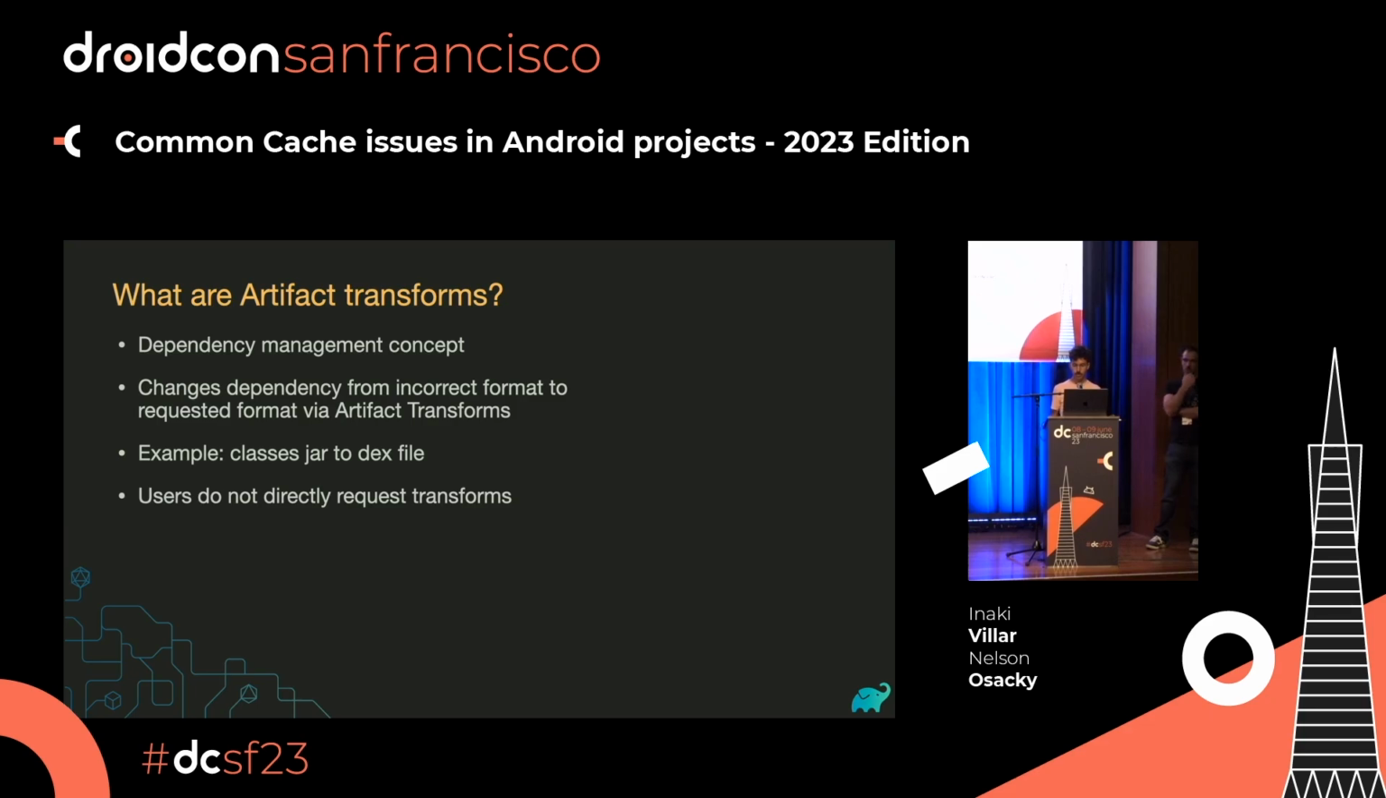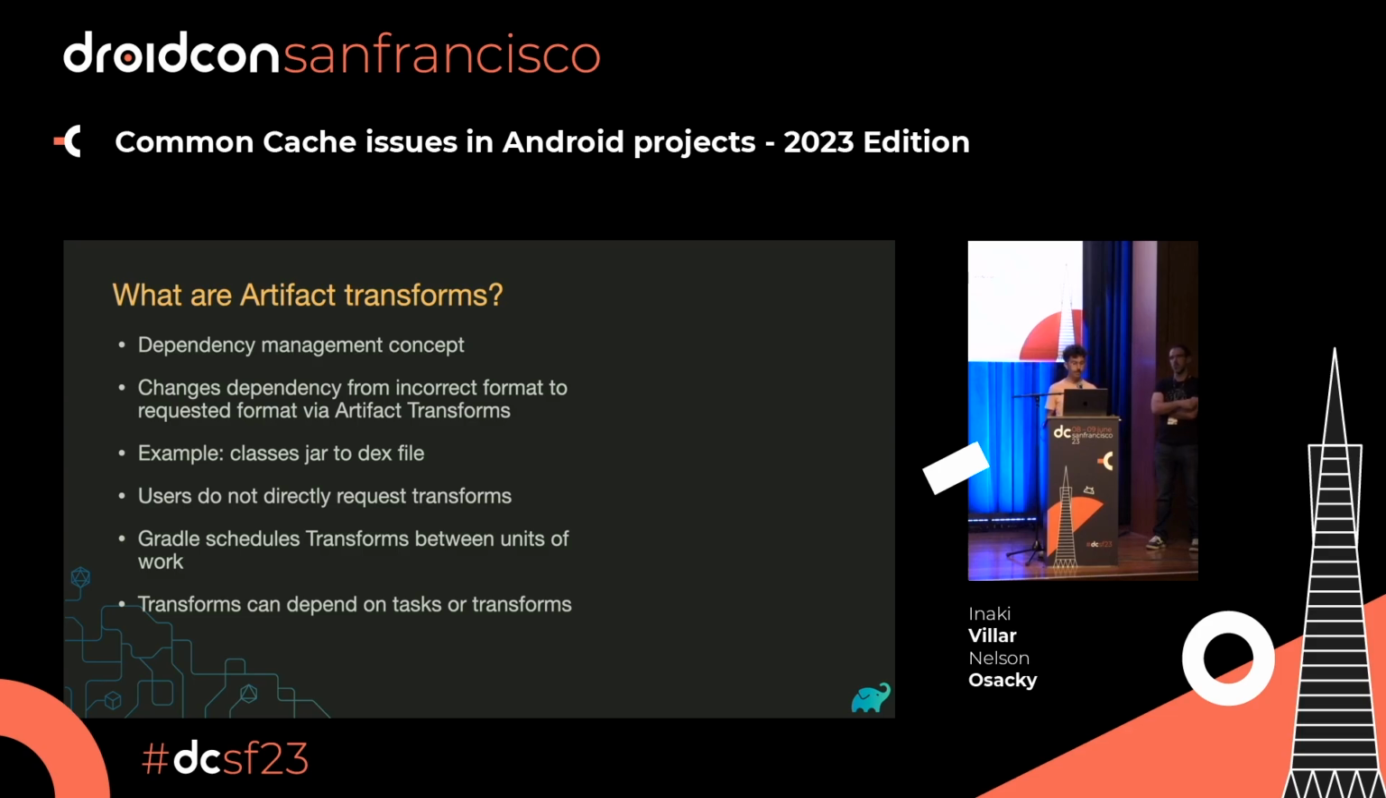Users or build script authors do not directly request transforms. Basically, you register a transform, and then Gradle schedules transforms between units of work, such as tasks or other transforms. And transforms can depend on tasks, and they can also depend on transforms. So that's a little overview of artifact transforms. And Android builds use a lot of artifact transforms for dexing, for Jetifier, for things like this.